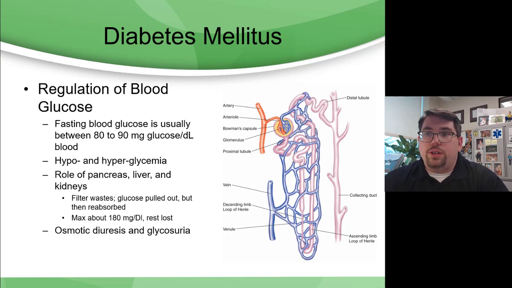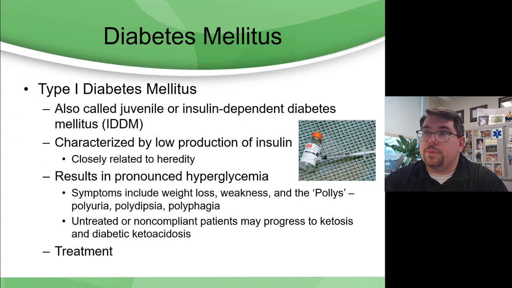We know that the pancreas, liver, and the kidneys all have a major component with this. They're there to help filter waste. We know that glucose is important, so when it's filtered, it's pulled out and then reabsorbed so that it can be reutilized again later on. The max about that is about 180 milligrams per deciliter. The rest of it is actually pushed out through the urine. And then we see that through osmotic diuresis and the loss of glucose throughout the urine. That's one of the common reasons why with hyperglycemic patients, they have to pee all the time. Or even an example of diabetes insipidus, where the body's going to use that as a way to try to get rid of some of that excessive glucose.